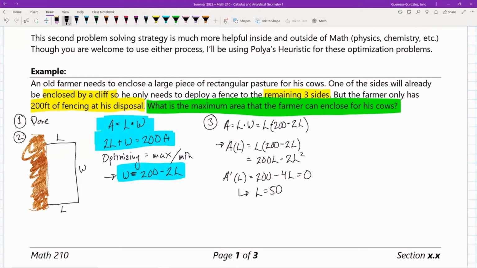So now comes step 4. We need to review our work and extend it. In particular, we need to review our work. So we have a numerical answer. We have this answer right here. L is equal to 50, right? That is the length. I'm now going to put units in feet, right? This is the length that maximizes the area.